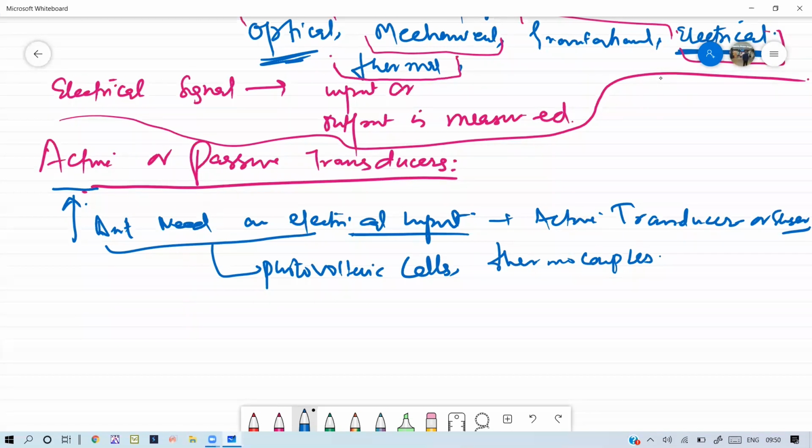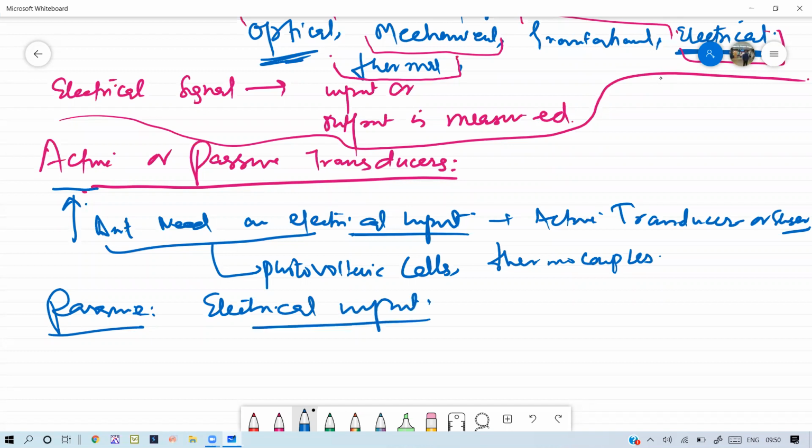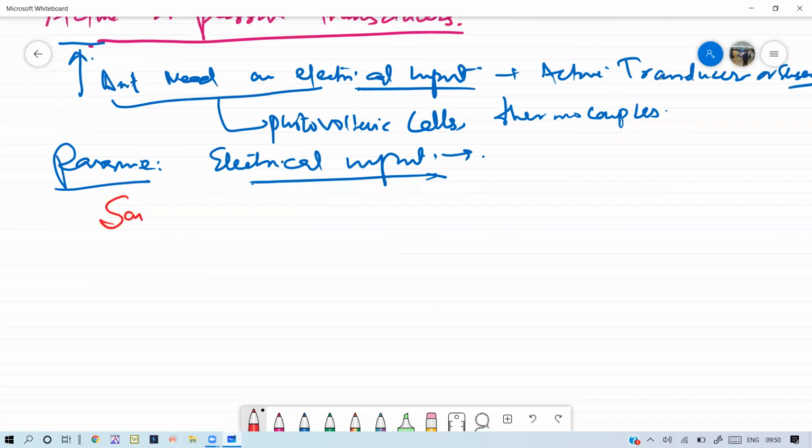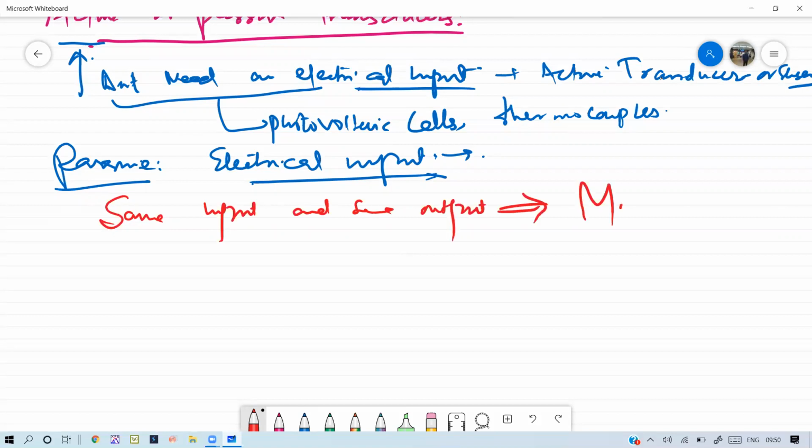For a passive transducer, you need an electrical input, which it will convert to something different. It can also convert it to the same electrical output. And if we have the same form of energy as an input and the same as output, these are called modifiers.